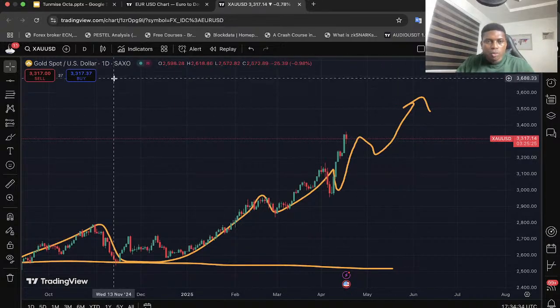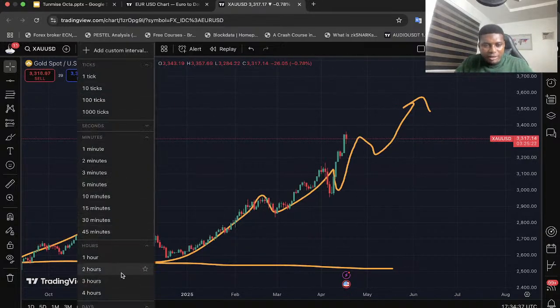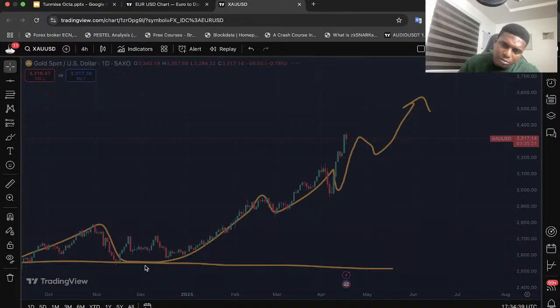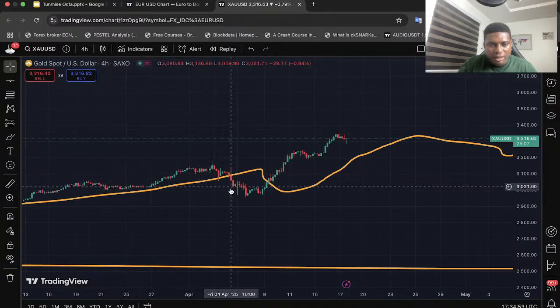Good. So on gold, there is nothing much to see here. So let's go to the 4 hours time frame to see if there is any opportunity for us to analyze the market there.